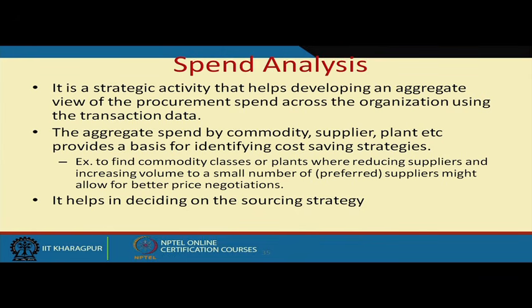So, with this you can actually decrease your supplier base, because the larger your supplier base, the more is your corporate expenditure for maintaining the supplier base and having this vendor relationship. It is a costlier operation. So, you can not only reduce your price, you can also reduce your supplier base through the right kind of spend analysis.